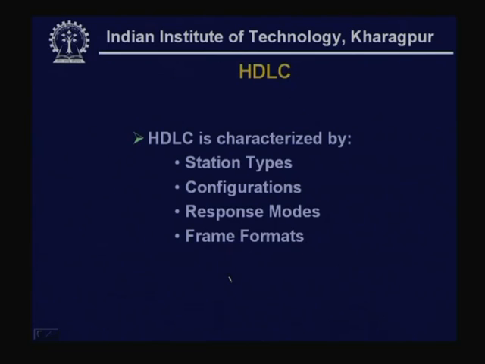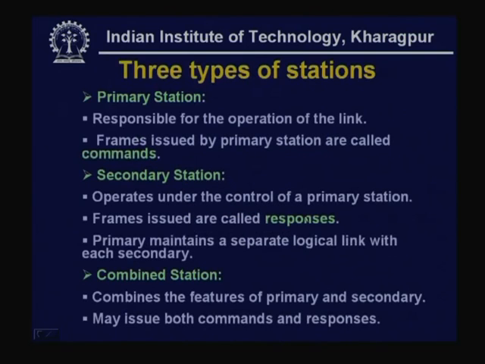This HDLC is characterized by 4 important parameters: station types, configurations, response modes, and frame formats. We shall discuss each of them one after the other in a little more detail. First, let us focus on station types. There are 3 types of station.